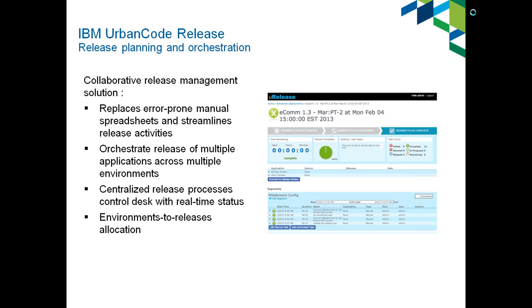So this release replaces these error-prone and manual spreadsheets, which can be the bane of the life of operations people. They replace things like the project plan because it shows the dependencies between individual tasks. It shows who's responsible for performing a task, and it shows the status of each task. So everyone can see exactly what's going on.